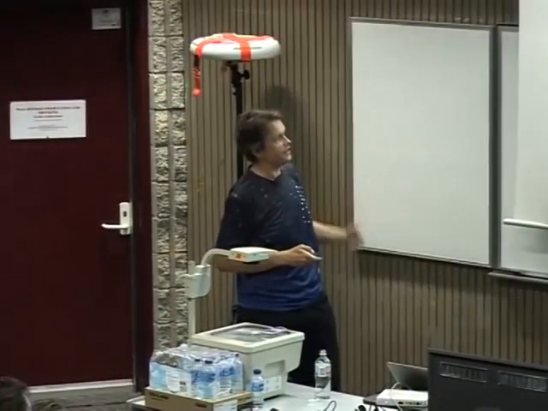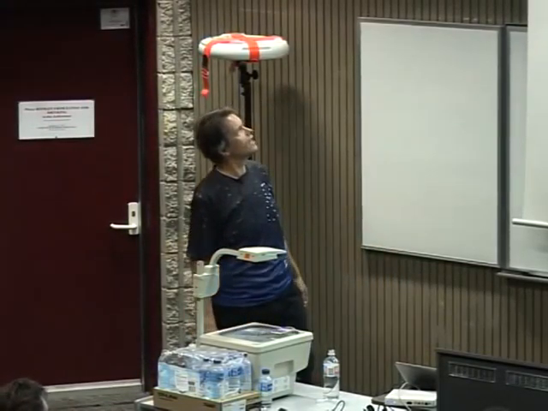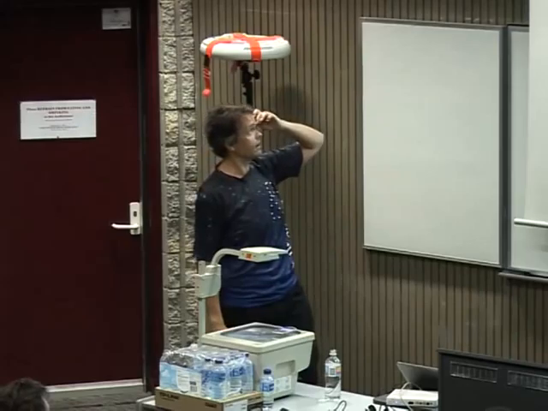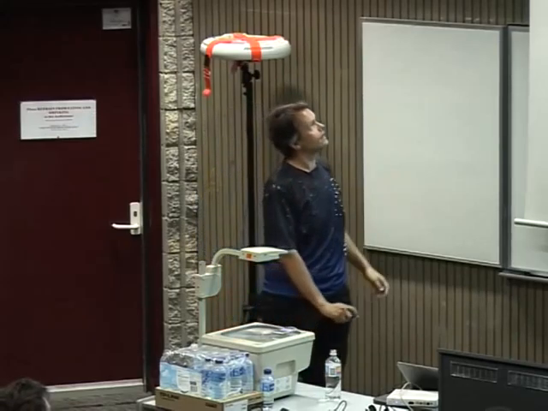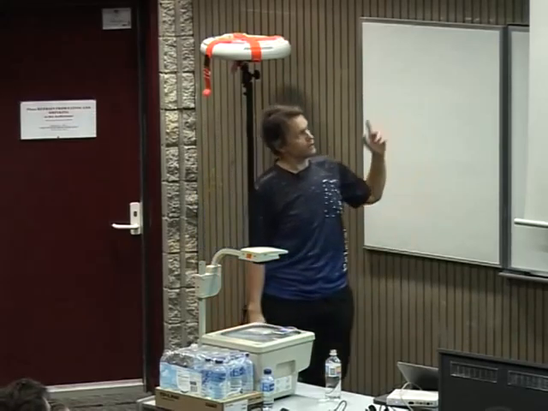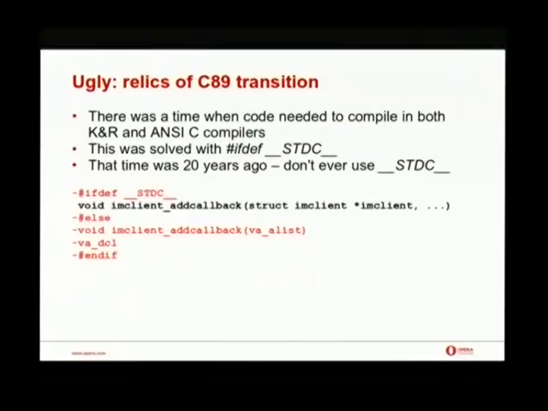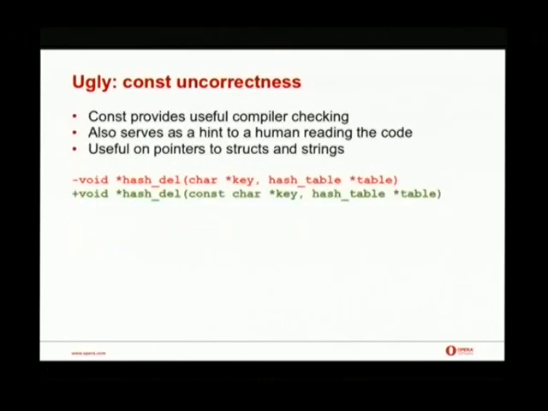I'm actually kind of surprised that's still legal in compilers. It's so ugly, so wrong. Same thing applies to varargs.h. I found several of these. They're dead now. Other relics of the K&R C to C89 transition: ifdef'ing on __STDC__, there's no reason to do that. Seriously, that was 20 years ago. Don't. Const uncorrectness.